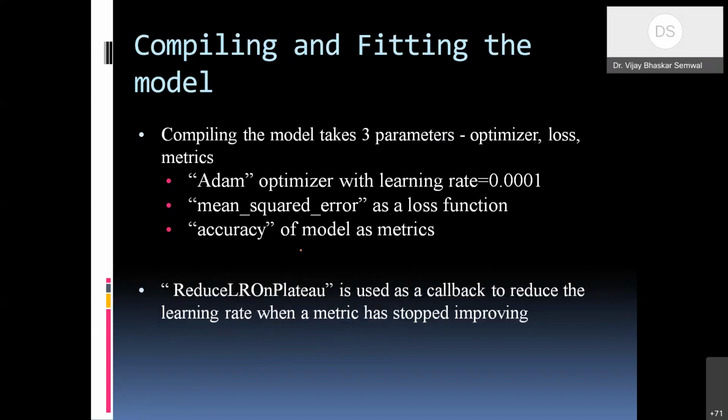For the other optimization parameters, we have used the Adam optimizer with a learning rate of 0.001. Mean square error was considered as the loss function. Accuracy was the metric.